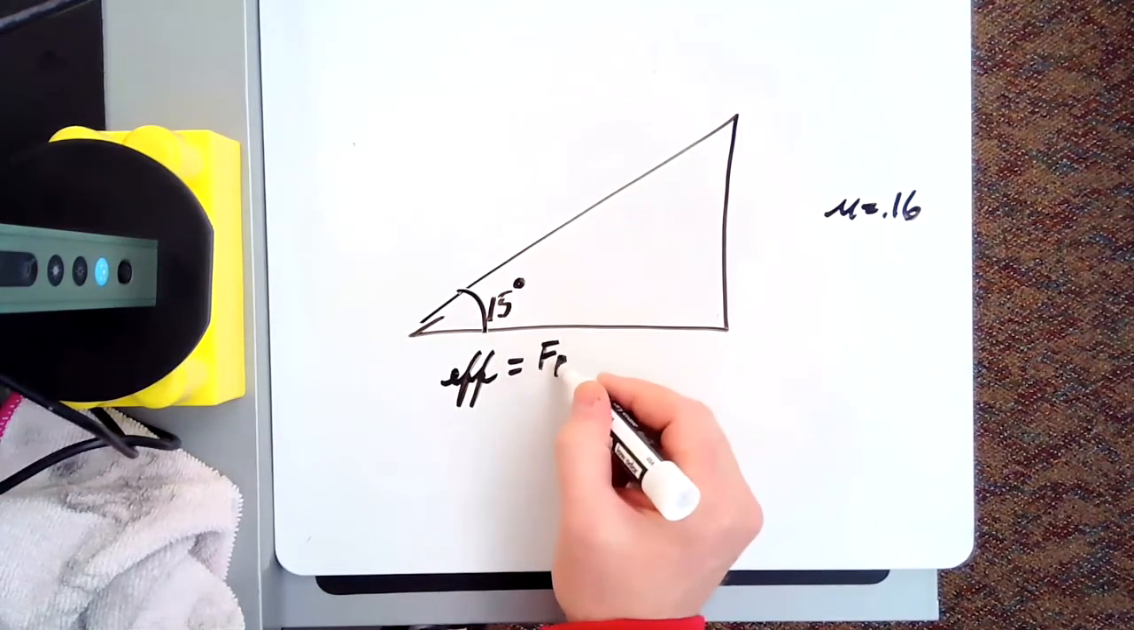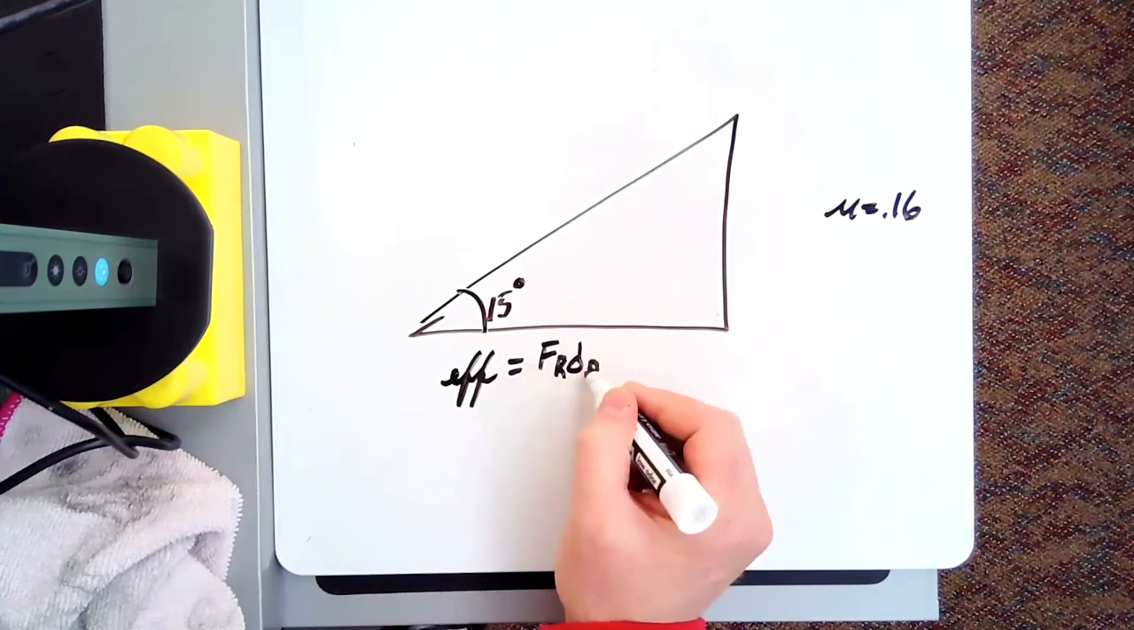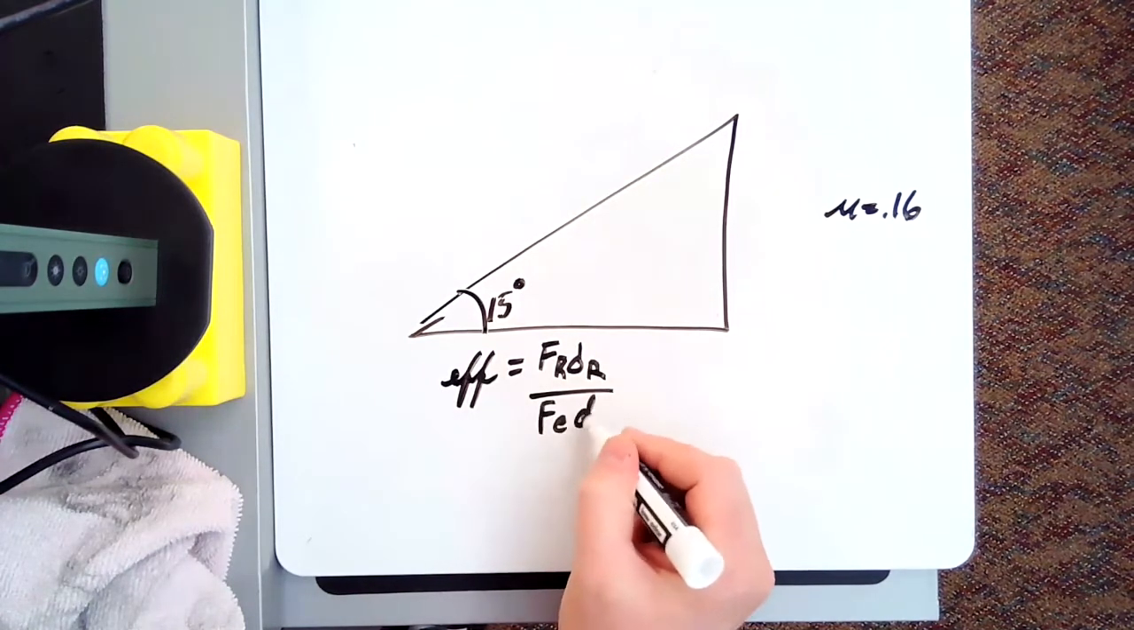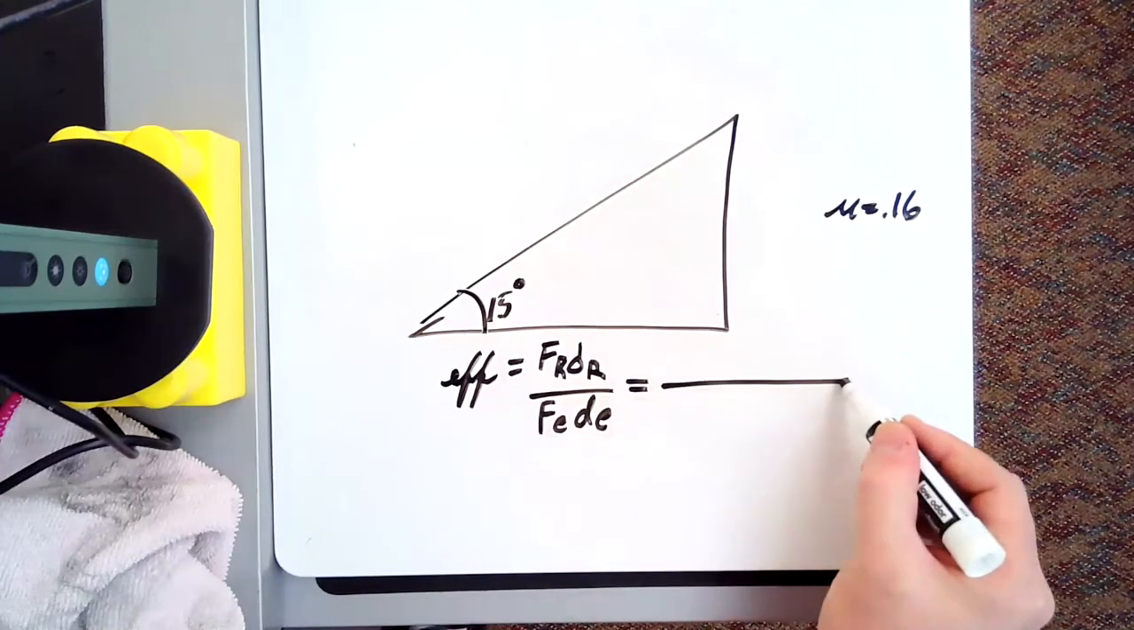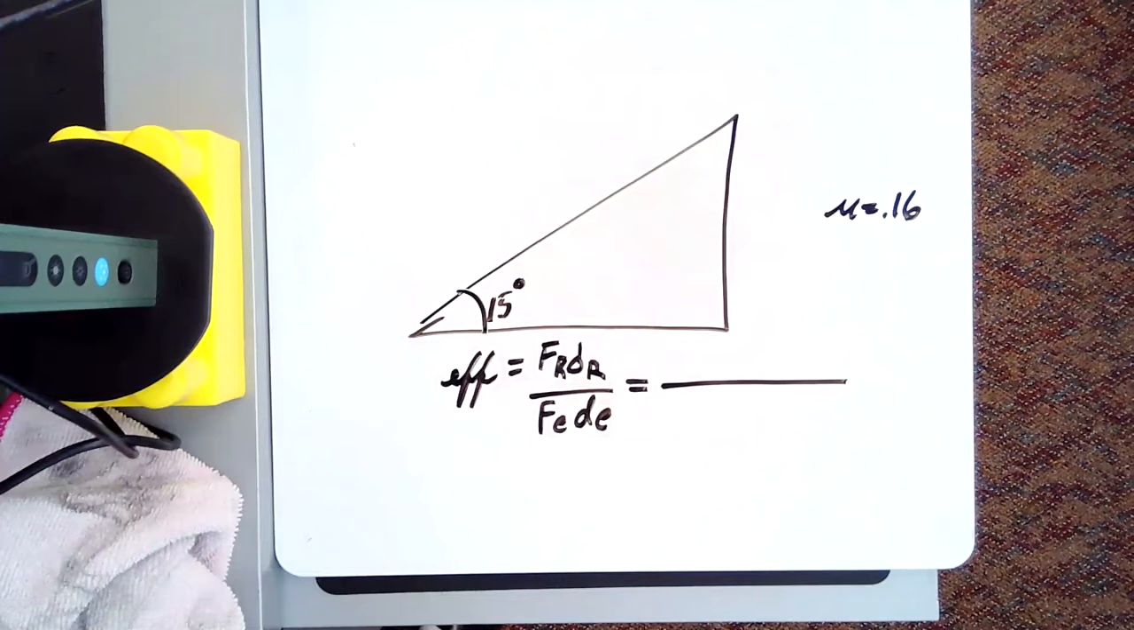Efficiency is FR dr over FE dE equals, okay. All right, how am I going to get my FE? Well, let's do FR, I guess, first. What's FR? What force? No, FR is the what? It's simple, don't get complicated here. It's the weight of the object, right? It's always the weight of the object. It's what you're trying to lift, right?